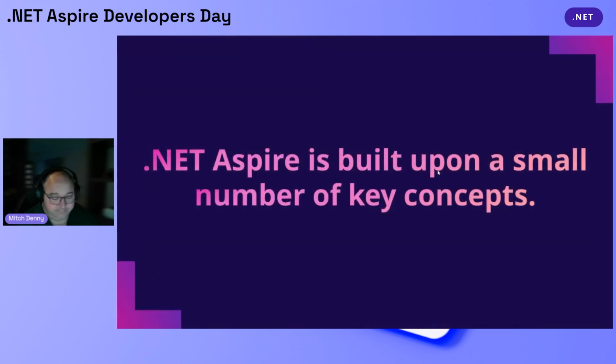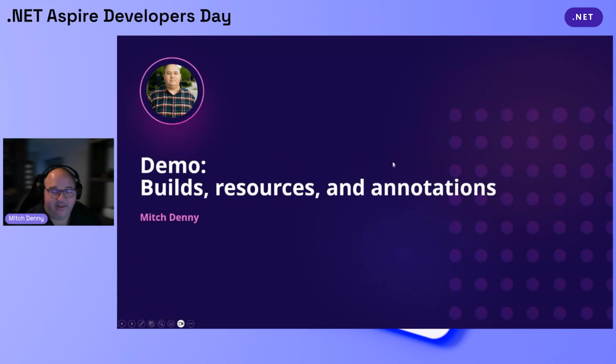Okay, so let's jump in and look at some of those primitives within .NET Aspire. So one of the key takeaways from this session is .NET Aspire itself is built upon a relatively small number of key concepts or building blocks. And so we talk about resources and we talk about annotations, which I'll show in a second, which you're not immediately exposed to when you use Aspire for the first time. And all of those together control how the application launches. So let's jump into it. Okay, so let's talk about builders and resources and annotations.